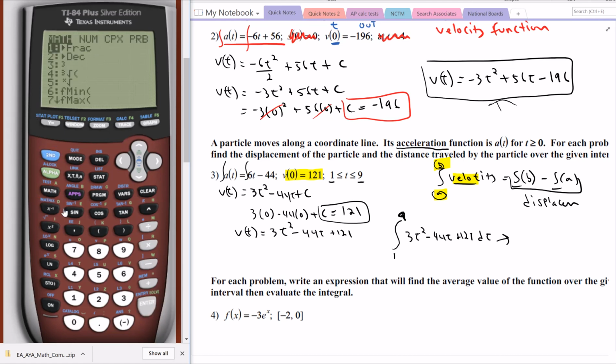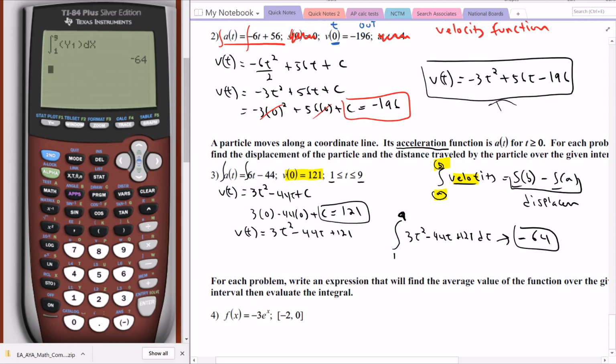Go out here and say math 9. Go from 1 to 9 of alpha trace y1 dx. This is going to give me my displacement. So the displacement is negative 64, meaning we ended up 64 units to the left of where it was before.